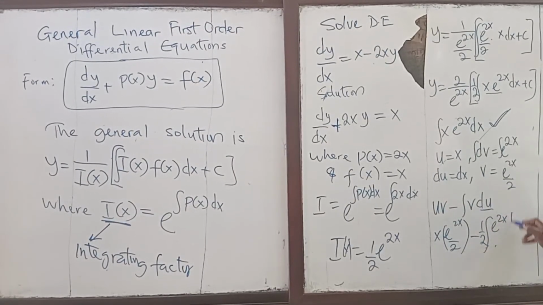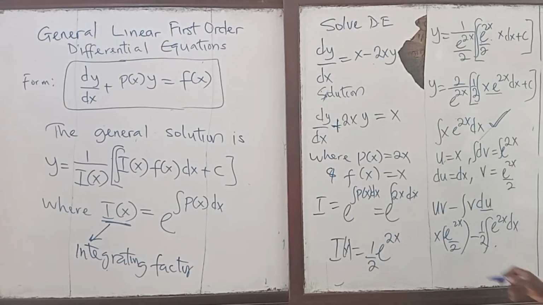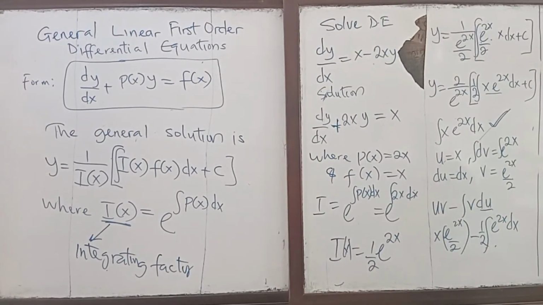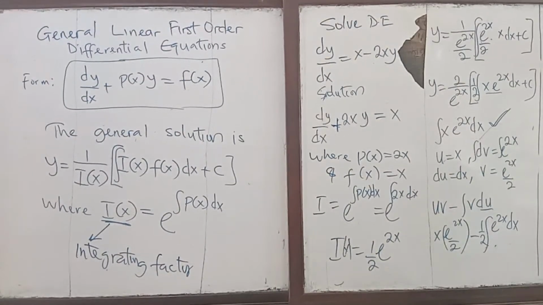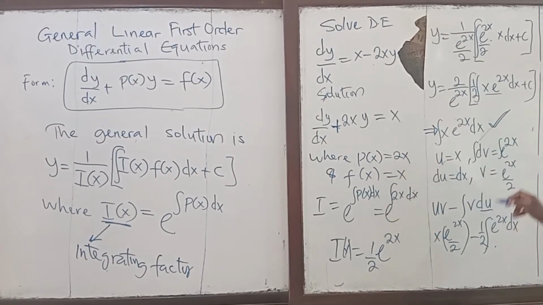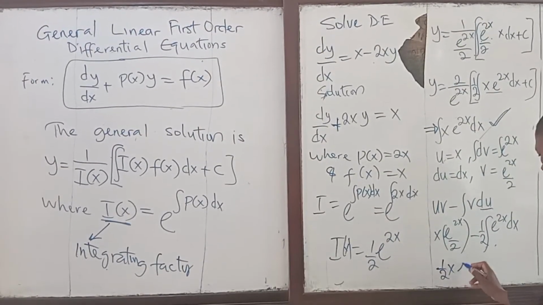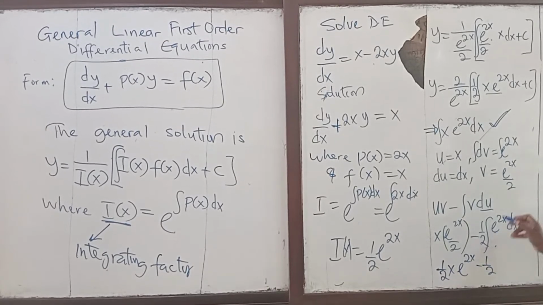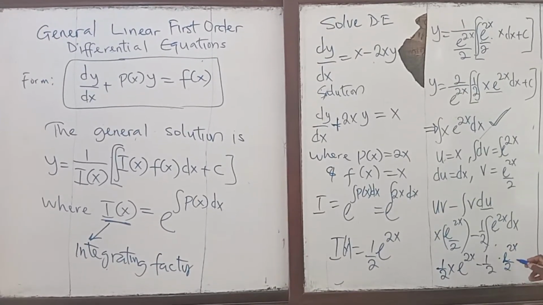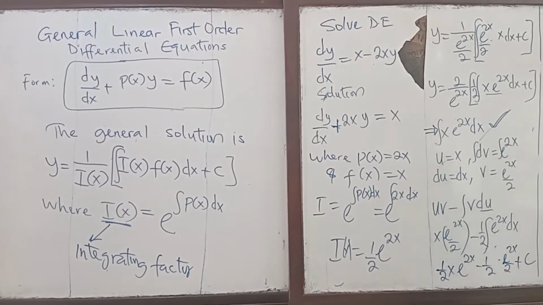The u is the x. And then I'm having now this one minus 1 over 2. If you integrate e to the power 2x, that will be e to the power 2x over 2, plus c.